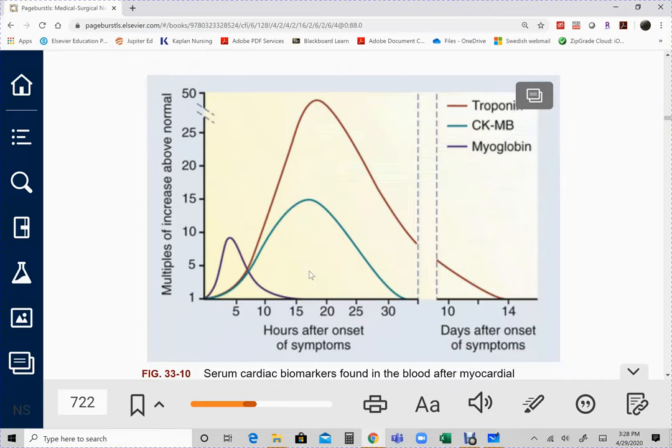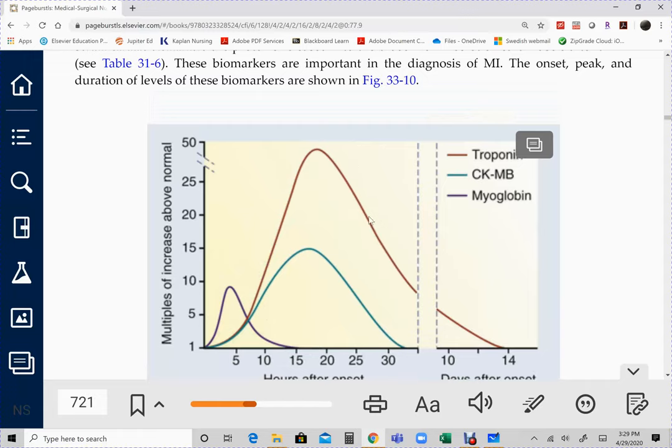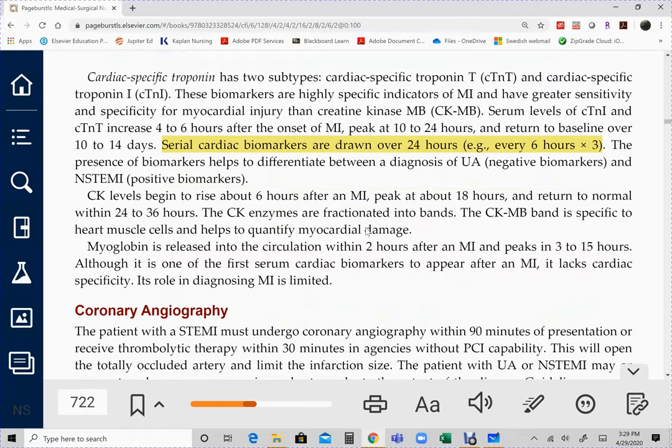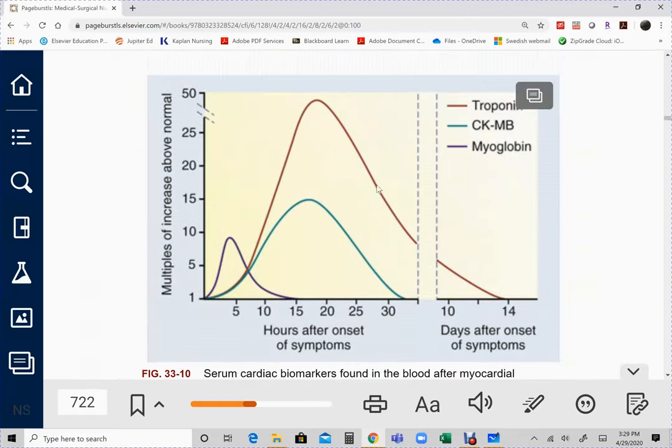Troponin, however, don't expect this to drop anytime soon. So these are hours. Okay, so therefore this thing doesn't drop. It peaks around 24 hours. And then it doesn't drop until, look, 2 weeks later. Okay, so 10 to 2 weeks later, your troponin will still be there, right? So don't expect this to drop. As I already mentioned, these are done in a series because we need to know when it peaks. Okay?